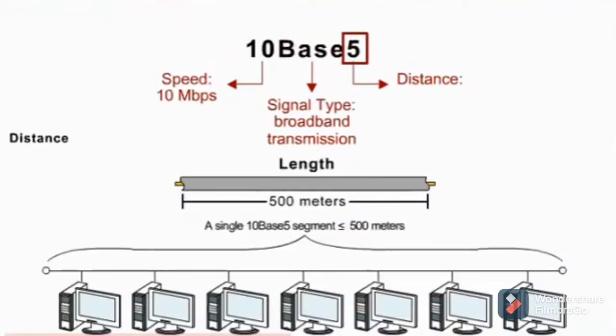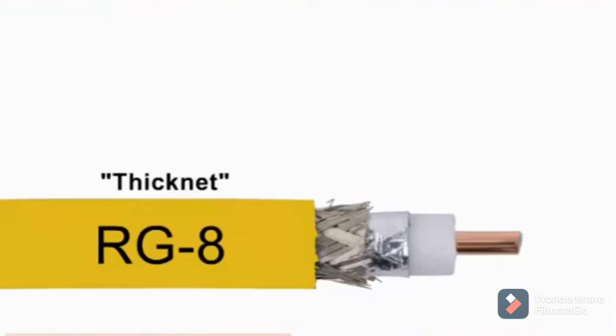The distance is the number 5 in the code, which refers to the recommended maximum length to prevent any signal loss. In this example, 5 indicates the cable should be no longer than 500 meters. Once commonly used for 10 megabit Ethernet, the RG8 is a thick coaxial cable. For this reason, it's often referred to as thicknet.